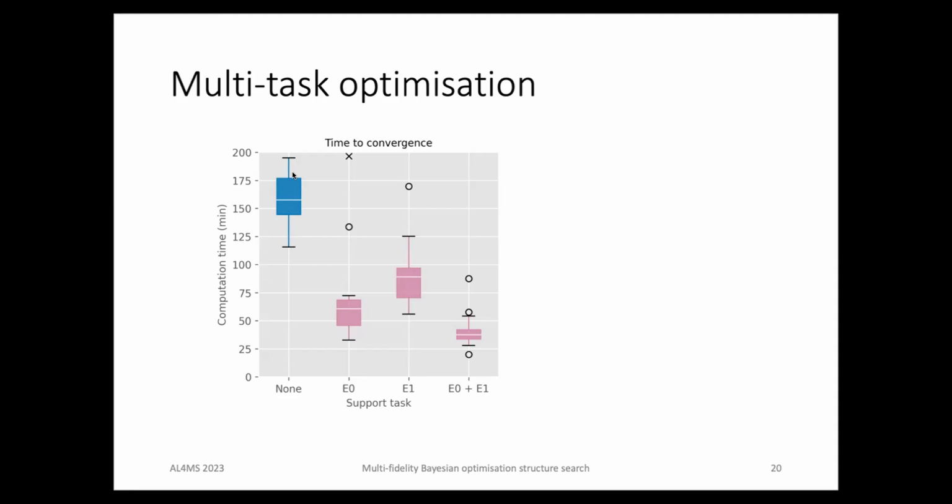So all of these are trying to optimize E2, and we don't see E2 here because what we're listing here is which method we're using as the auxiliary information source. So we were using either one of the cheaper methods or both of the cheaper methods.